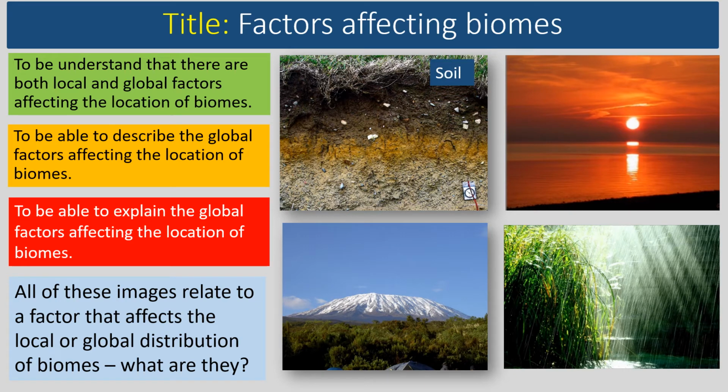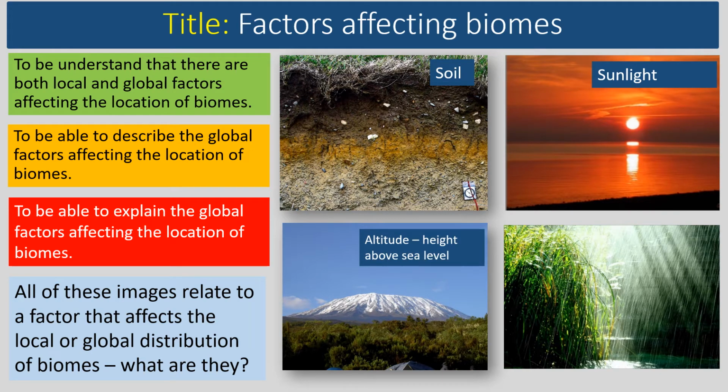So hopefully you have recognised this picture, the first picture here, to be soil. So the type of soil you will learn over the next 2 lessons is really important in determining what vegetation grows and therefore what biome can be found within a different area. We then have the amount of sunlight that different places will receive. So sunlight is directly linked to latitude, which is a global factor that we'll be looking at today.